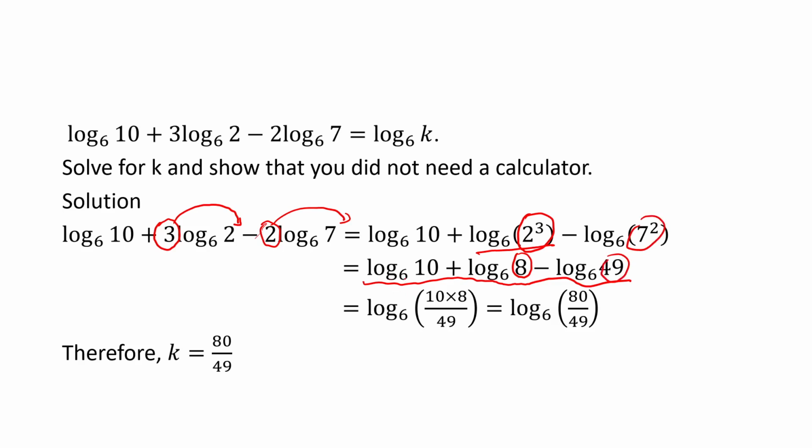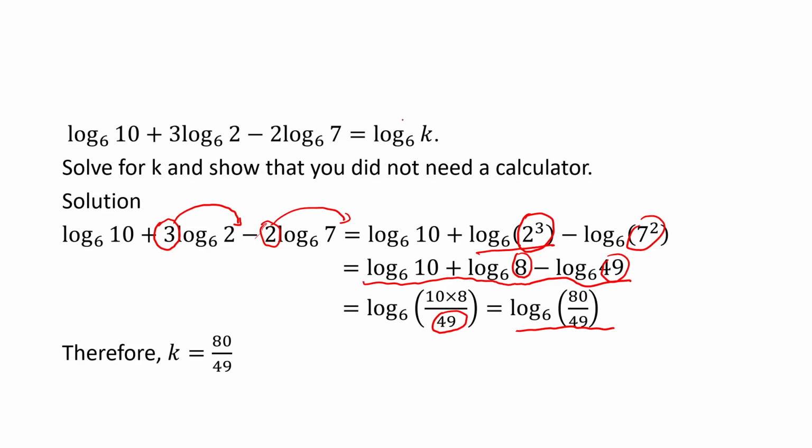Now, when we have all the same bases, we're able to use the laws of logarithms we described in an earlier video. The log base 6 of 10 plus the log base 6 of 8 will be the log base 6 of 10 times 8. But don't forget, we're also subtracting the log base 6 of 49, which means we can put that 49 down below. So this whole thing is equal to the log base 6 of 80 over 49.